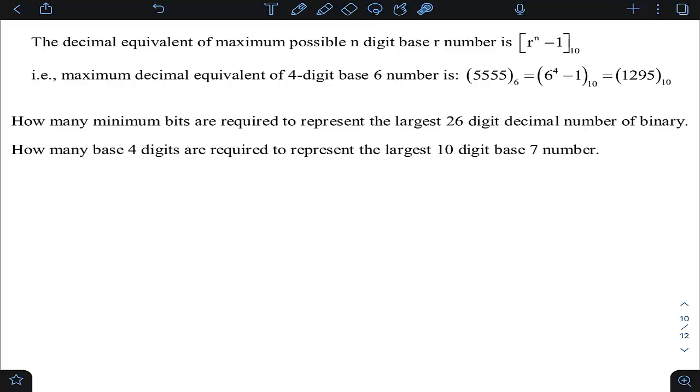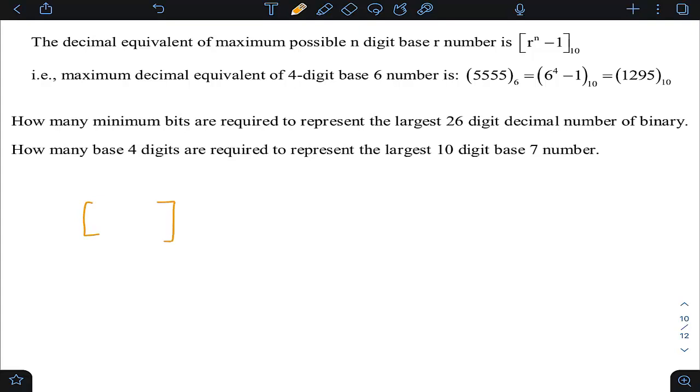Let us try to understand one interesting concept based on which some interesting questions can be solved. The concept I would like to tell is that the decimal equivalent of the maximum possible n digit base r number is r to the power n minus 1 in base 10. What it means, suppose for example, I have a 3 digit base 7 number.